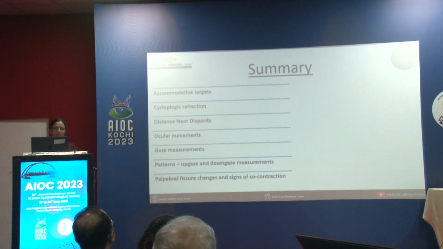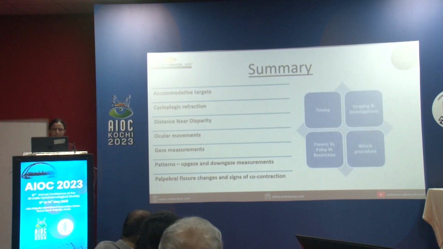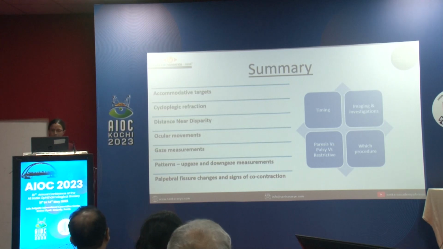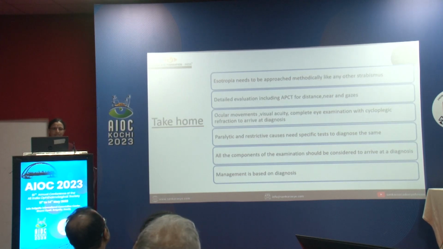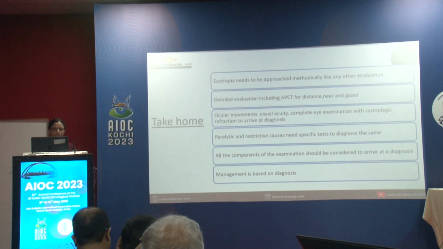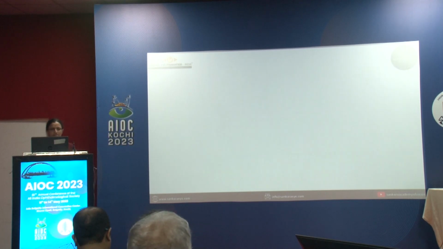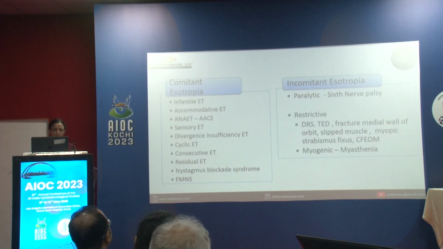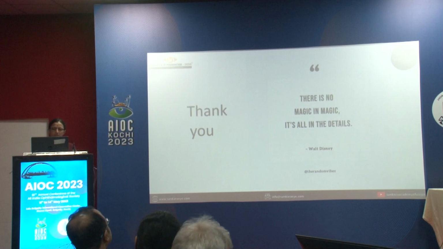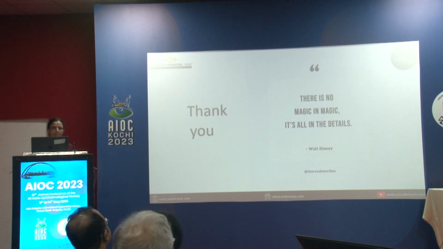And so in summary, always use the appropriate diagnostic tools to sum it up, and then come to a diagnosis based on what jigsaw puzzles you are able to finish, and then choose the procedure accordingly. So esotropia needs a methodical approach like any other squint evaluation: vision evaluation, detailed evaluation of squint, arrive at a diagnosis, and then conclude. So this is a list of comitant and incomitant esotropias that you would normally look at. So any squint, there's no magic per se, it's always in the details. Thank you very much.